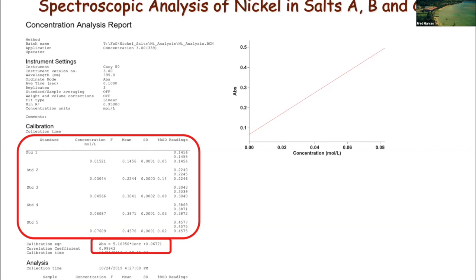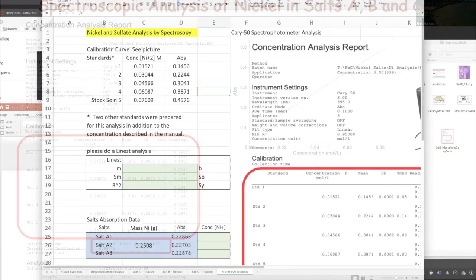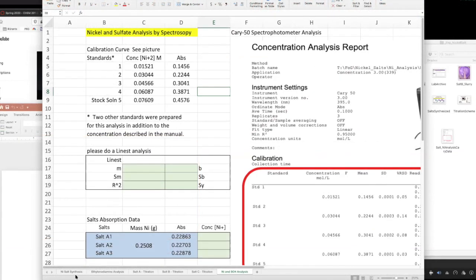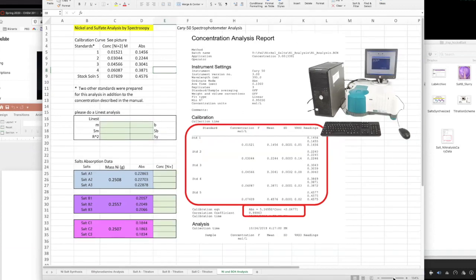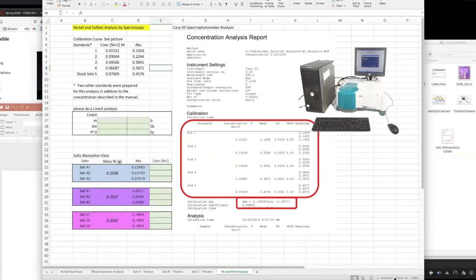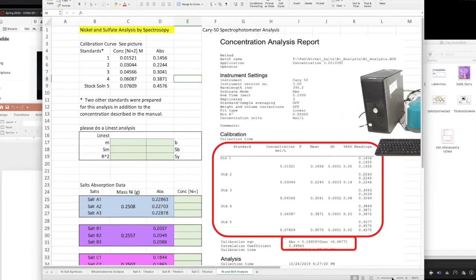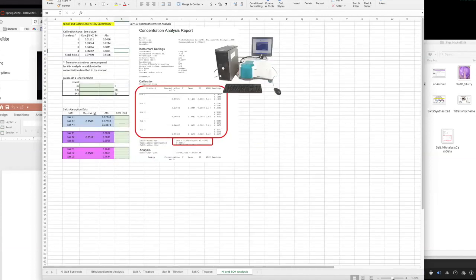If you don't have any 9s at all, that's really bad. If you see right down here, you will see tabs. Those tabs say nickel salt synthesis, ethylene diamine analysis, salt A titration, salt B titration, salt C titration, and the nickel and sulfate analysis. So this is the data table that you will download from Canvas.